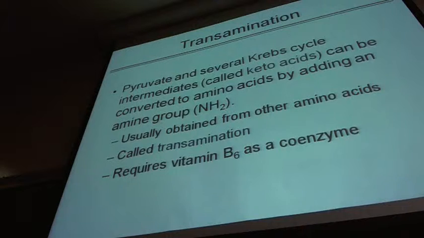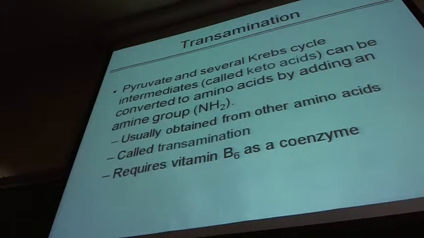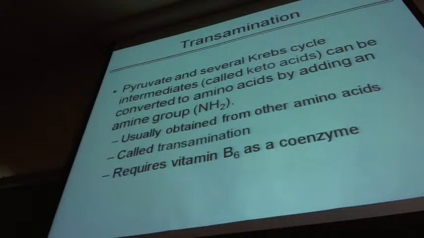Transamination. The body can take pyruvate and Krebs cycle intermediates, and they can convert them into amino acids. These are the ones that the body can make by adding the amine group or the nitrogen group. A lot of the times they'll obtain them from other amino acids that are being broken down, and it's called transamination. It takes place in the liver. It requires vitamin B6.